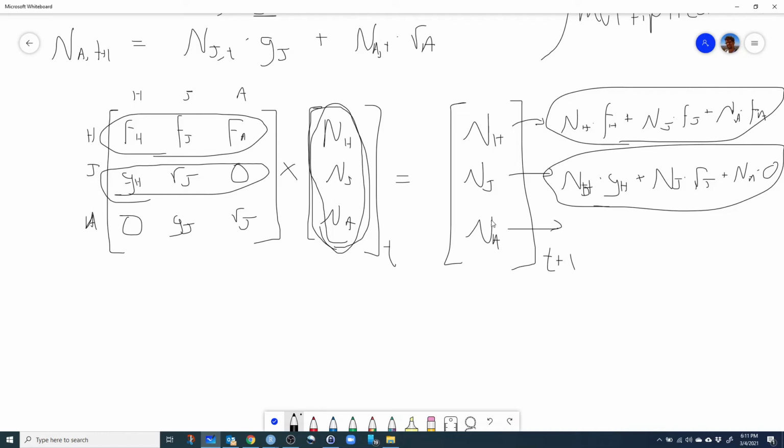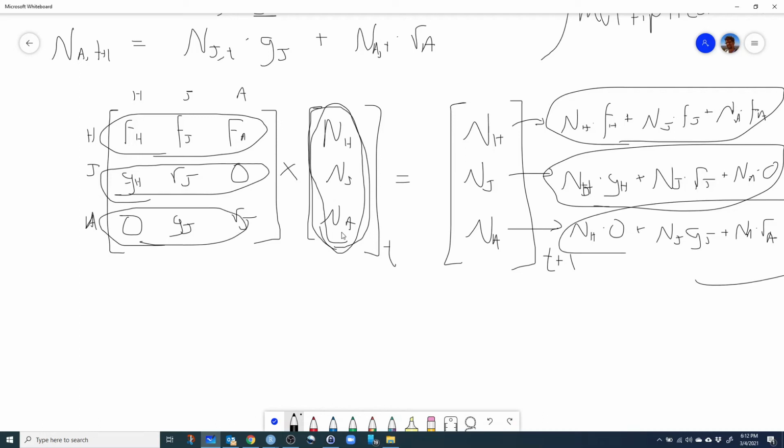And for the total number of adults next year, you take the number of hatchlings last year and multiply it by 0, because no hatchlings transition directly to adults next year. And then you take the number of juveniles, multiply it by their chance of surviving and growing into adults. And then you take the number of adults previously times the probability of surviving and staying adult, right? And so that is using all the information in this third row and all the information in this vector. And so that's what matrix multiplication is all about.